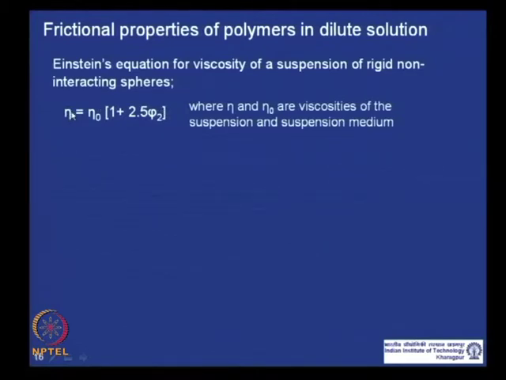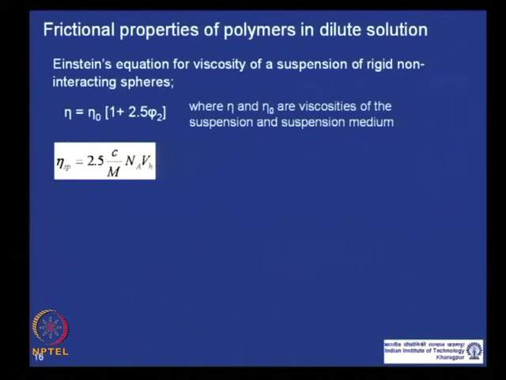So, eta is the viscosity of the polymer solution, eta 0 is the viscosity of the medium, and phi 2 is the volume fraction of the polymer chain. What we can easily show is that this expression would give this expression. Now, we will stop here for this class, and in the next lecture we will continue our discussion from here and deduce the expression for intrinsic viscosity of flexible polymer chains in a dilute solution.